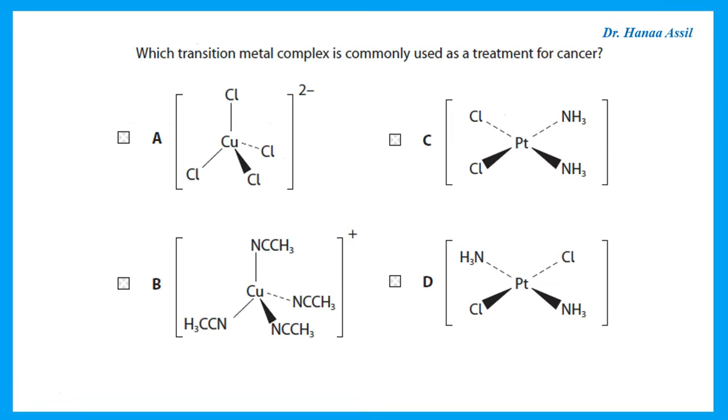Which transition metal complex is commonly used as a treatment for cancer? Again, remember it is cisplatin, in which the platinum has the 2 chlorides next to each other.